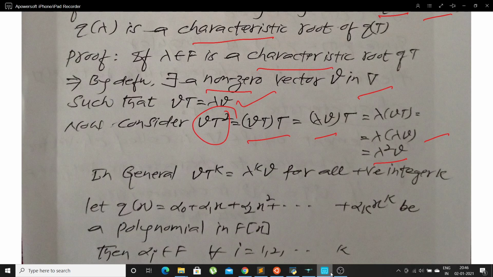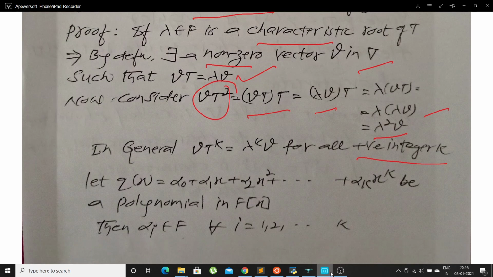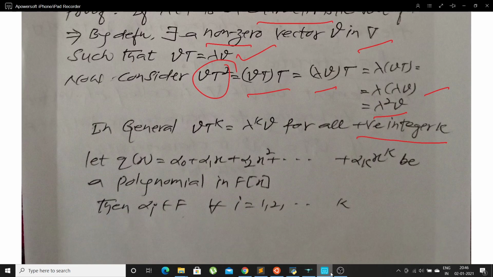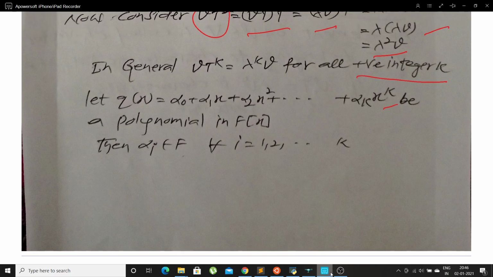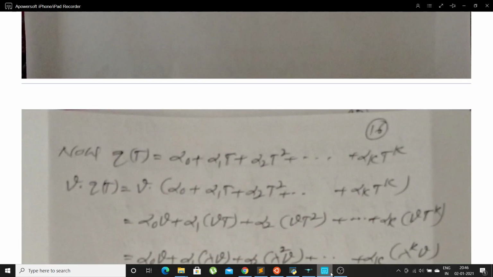In general, vT^k is equal to lambda to the power k times v for all positive integers k. That means k should be positive. Let me take a polynomial and denote it by q of x. Let q of x be a polynomial in x of degree k, where all the alphas are scalars. What I do now, I replace x by T. We get a polynomial of this type.